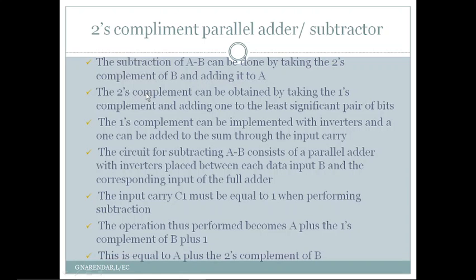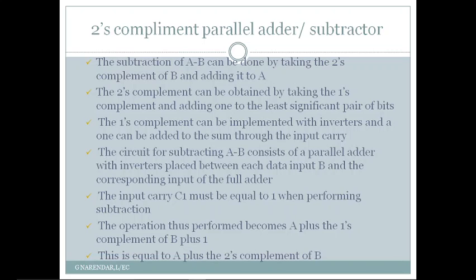And now, how do you take the 2's complement of b? There are many ways to obtain the 2's complement of b. Here we'll be obtaining it by taking the 1's complement first and adding 1 to the least significant bit. That is, first obtain the 1's complement of the given data, and after obtaining the 1's complement, you add 1 to it. Then the result will be the 2's complement of the required data.